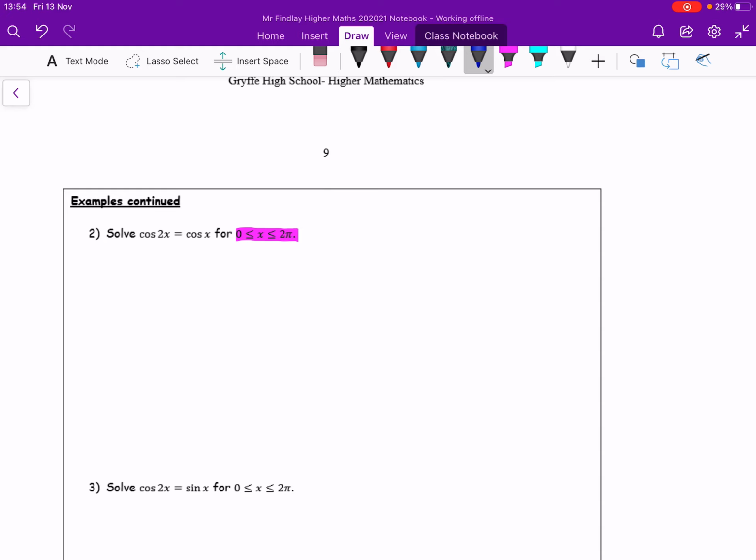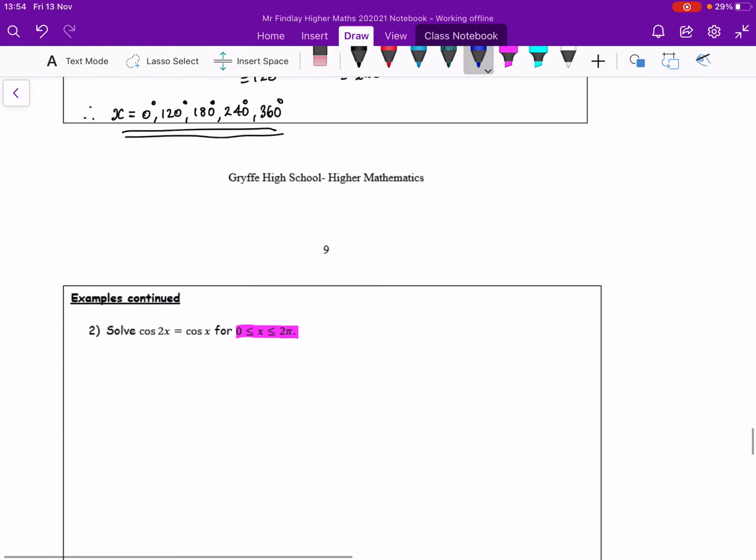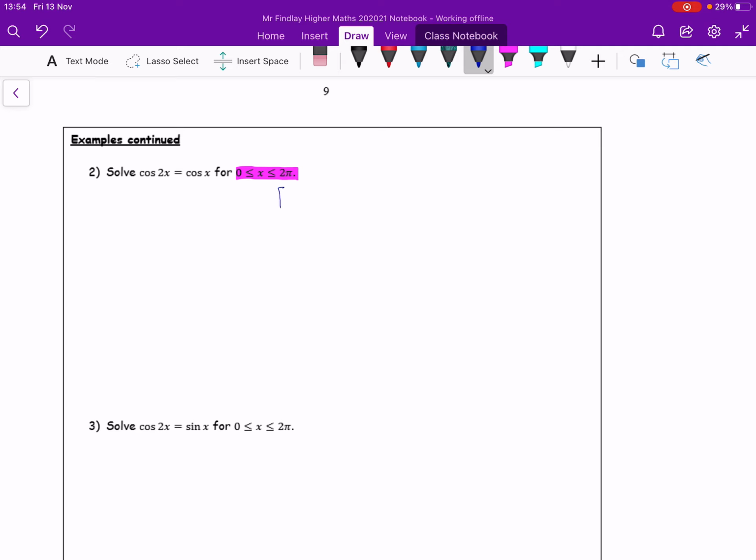Okay, similar to the previous one where we subbed in sin 2x, in this one we sub in cos 2x is equal to 2 cos squared x minus 1. So cos 2x therefore becomes 2 cos squared x minus 1 is equal to cos x.